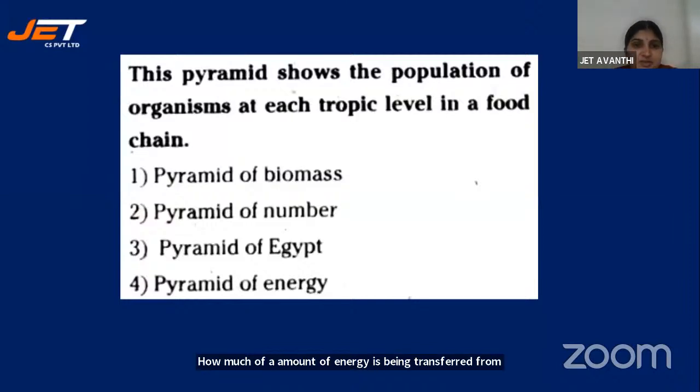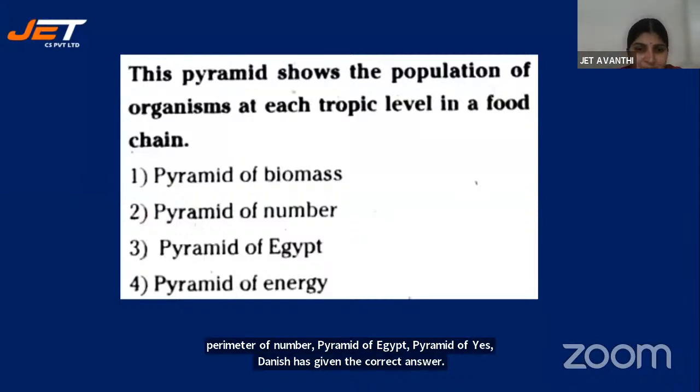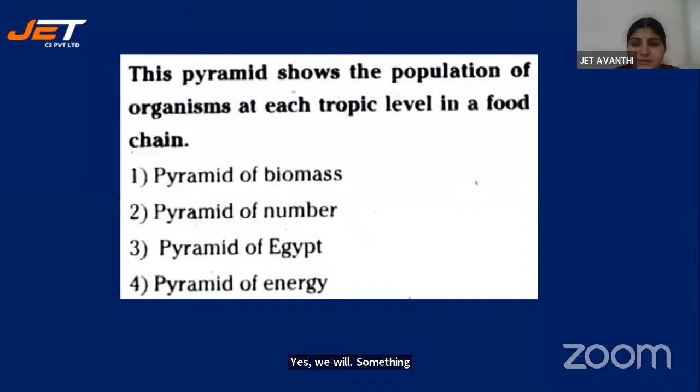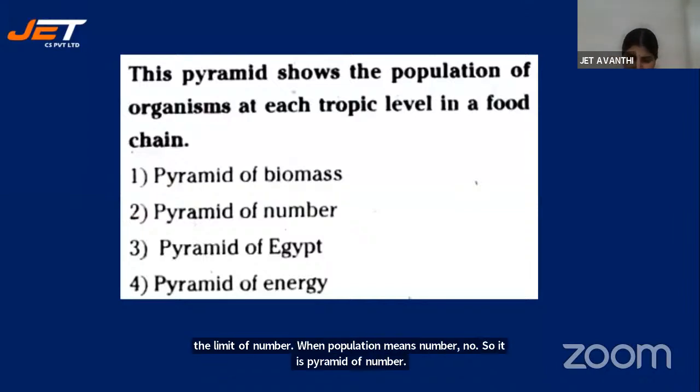Okay. This pyramid shows the population of organisms at each trophic level in a food chain. What is that? Here, population is given. So what does population represent? Pyramid of biomass, pyramid of number, pyramid of energy. Yes, Jnaneshwar has given the correct answer. Navaneet, Chetan, yes. Vishwant, very good. It is pyramid of number. When population means number, no? So it is pyramid of number.